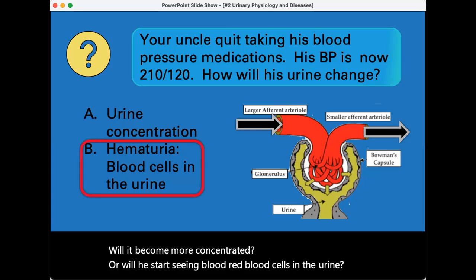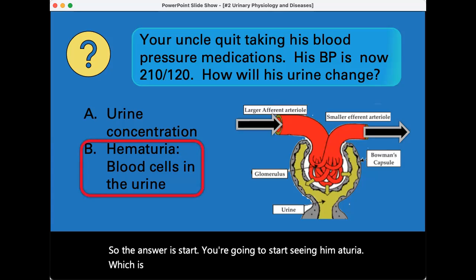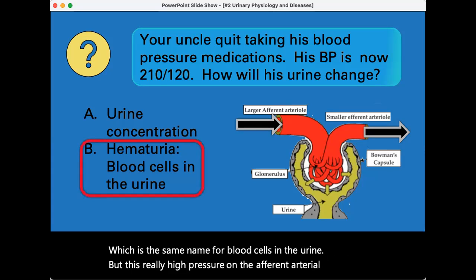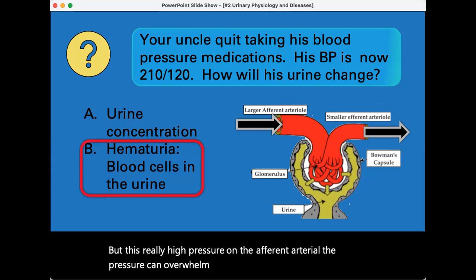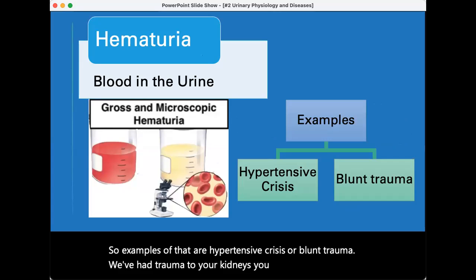So the answer is you're going to start seeing hematuria, which is the name for blood cells in the urine. With this really high pressure on the afferent arteriole, the pressure can overwhelm the podocytes and red blood cells can start leaking into the urine. So examples of that are hypertensive crisis or blunt trauma. You've had trauma to your kidneys, you see bleeding in your urine.